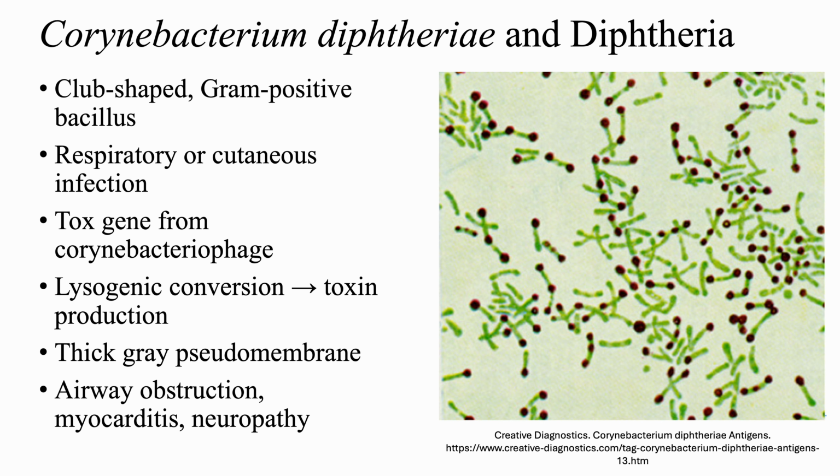In respiratory diphtheria, the bacteria usually stay localized in the throat, but the toxin causes local epithelial damage. This contributes to the formation of the thick gray pseudomembrane. The membrane can make swallowing and breathing difficult, and in severe cases, it can obstruct the airway. If the toxin spreads systemically, it can also damage the heart and peripheral nerves, leading to myocarditis and neuropathy.